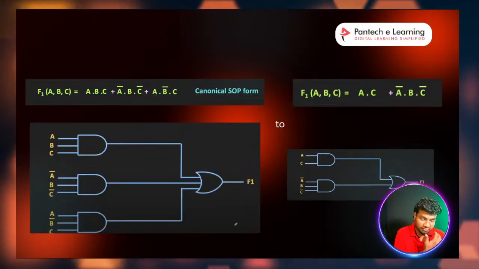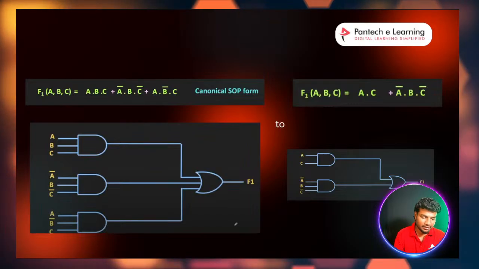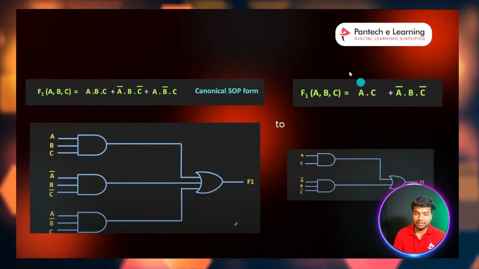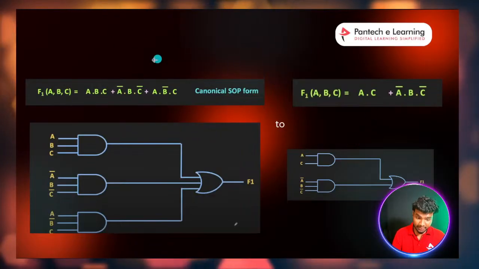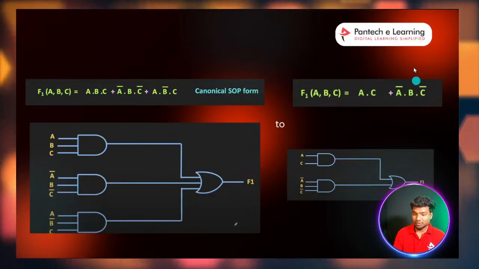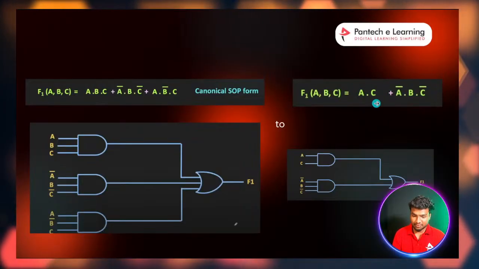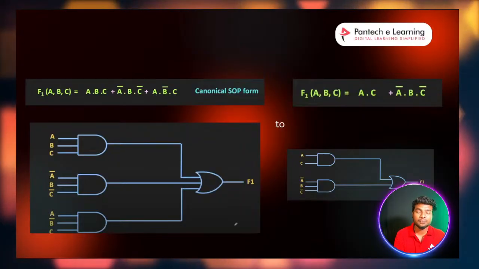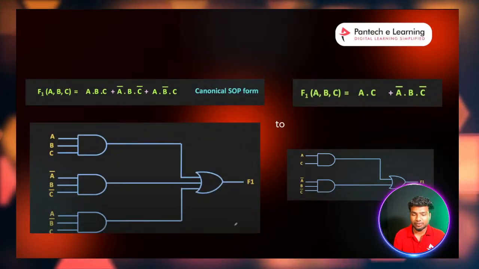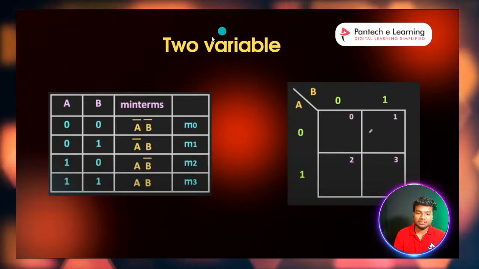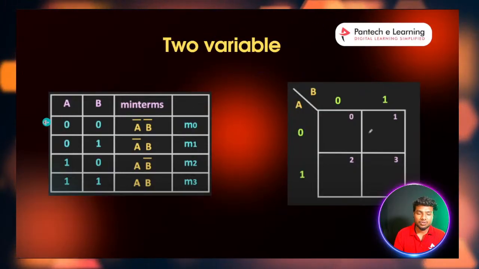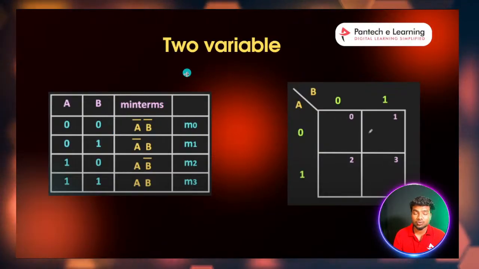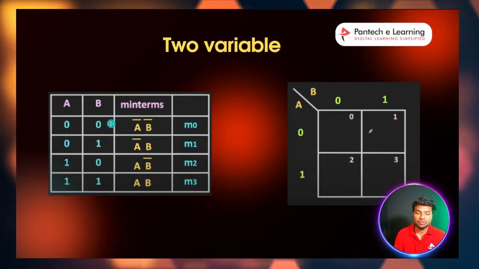By using this K-map we can convert this expression into this simplified expression. Either you can use Boolean algebra rules or else you can use K-map. So these are the two variable min terms. SOP is fully based on the sum of products, and in sum of products, 0 0 is a min term.